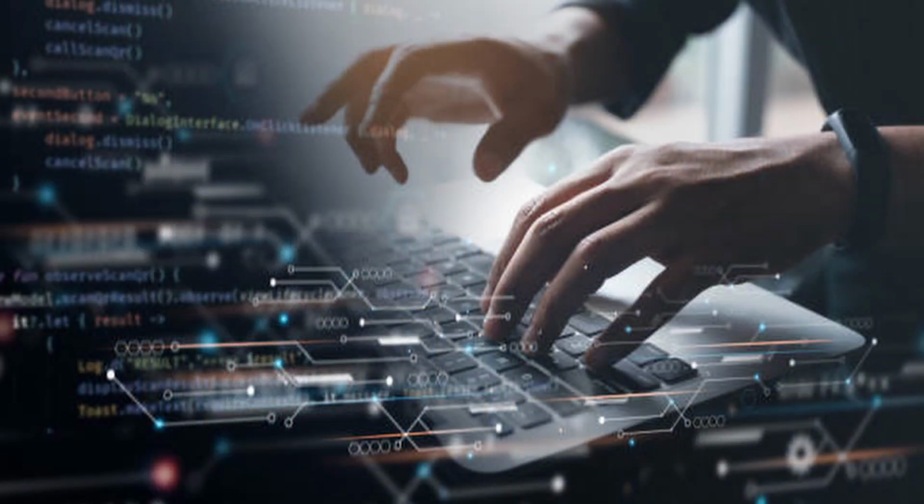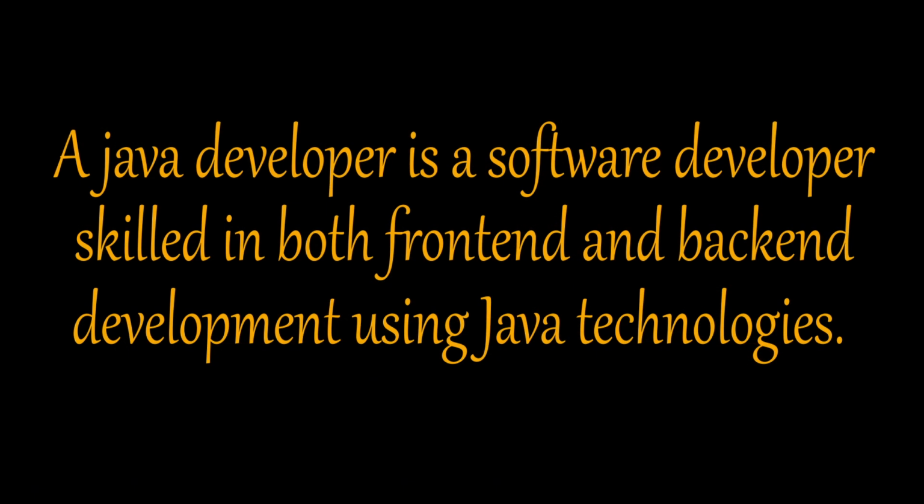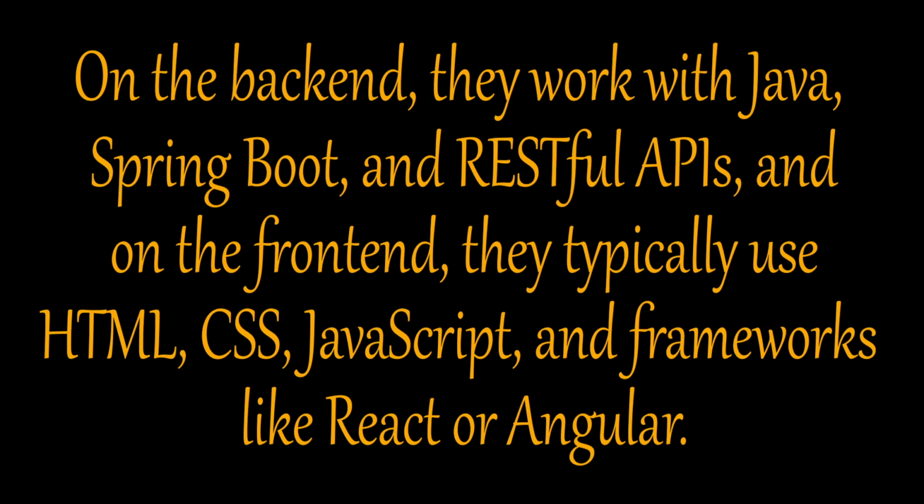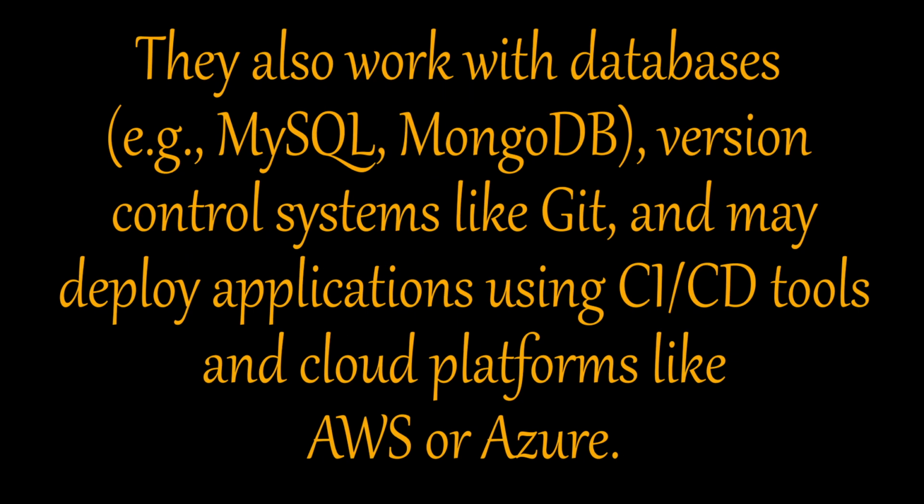In today's video, we'll explore the Java Full Stack Developer. Firstly, a short recap on what a Java Full Stack Developer is. A Java developer is a software developer skilled in both front-end and back-end development using Java technologies. On the back-end, they work with Java, Spring Boot, and RESTful APIs. And on the front-end, they typically use HTML, CSS, JavaScript, and frameworks like React or Angular. They also work with databases, e.g., MySQL, MongoDB, version control systems like Git, and may deploy applications using CI/CD tools and cloud platforms like AWS or Azure.